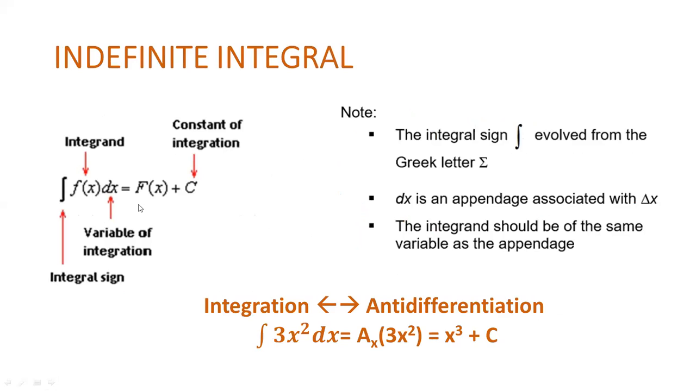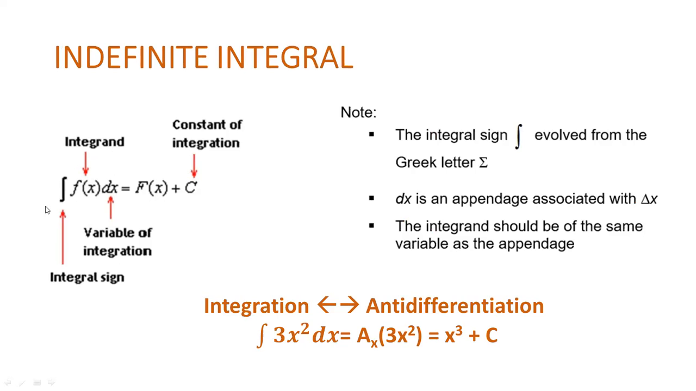So in speaking of the indefinite integral, this is our integral sign. This is our given function, the integrand. This is the variable of integration, which I emphasize should be the same variable as that of the function given in your integrand. And this C is your constant of integration.